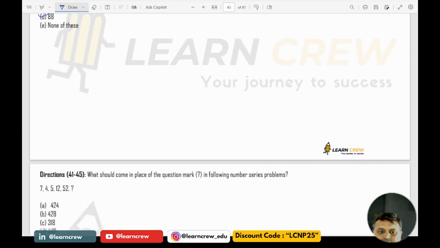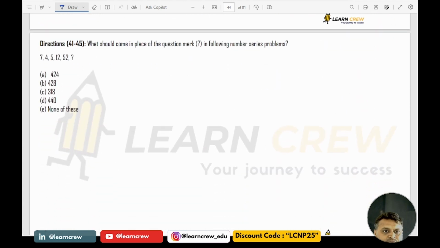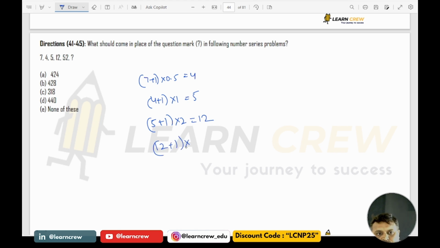Next, 7, 4, 5, 12. So if you see here, 7 plus 1, 8 into 0.5 is 4. 4 plus 1, 5 into 1 is 5. 5 plus 1, 6 into 2 is 12. 12 plus 1, 13 into 4 is 52. 52 plus 1, 53 into 8. 53 into 8, how much? 424. 424 is the answer. So option A.